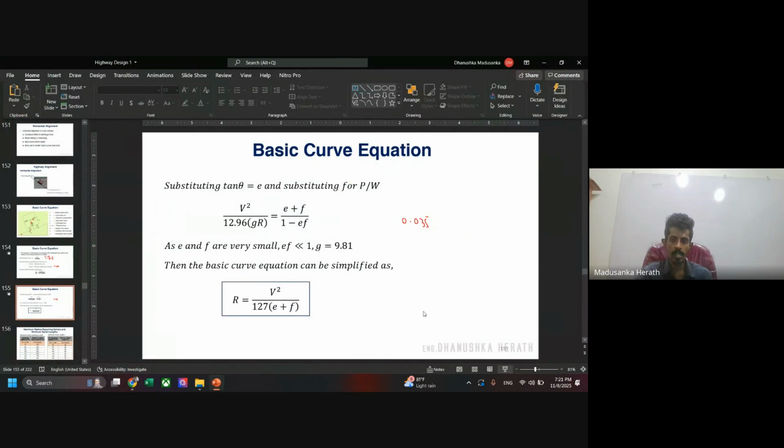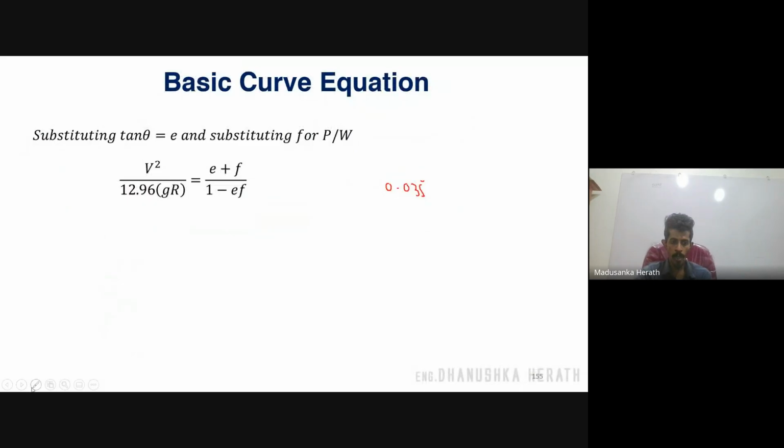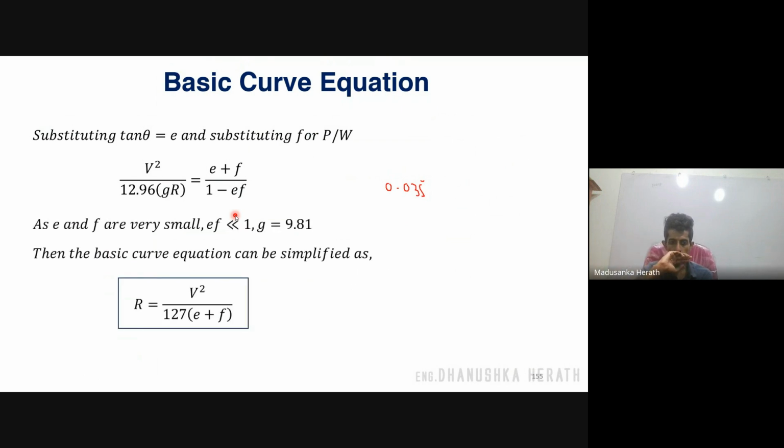Right, F is 0.035, then E is also a percentage, something like 2% or 3%, then that is 0.02 or something. Then E into F, so that is almost equal to 0. That is a very small value. Therefore, we can take that EF is equal to 0 and G is 9.81.